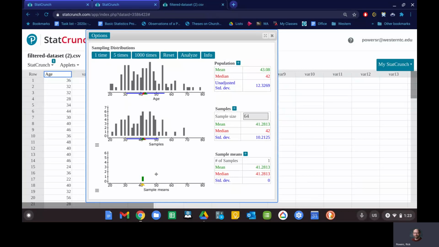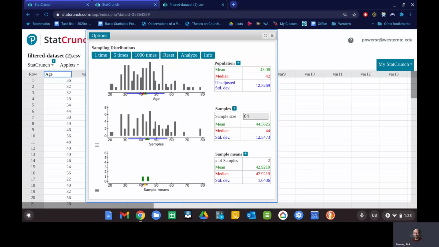Well, that's not 43. It's off. So the sample mean is not the same as the population mean. Although it's close, it's not the same. Well, what happens if I do it again? It's once again different. Now the mean is 44.6 for this sample. So it's quite a bit higher than 43.